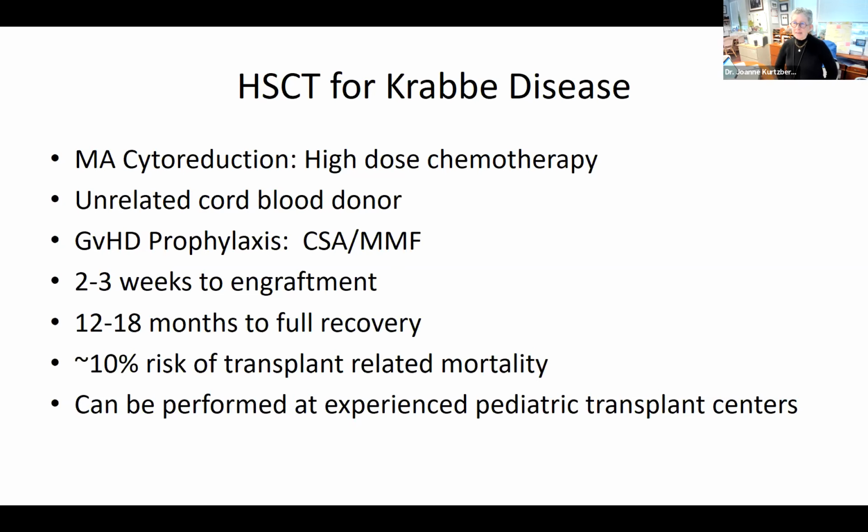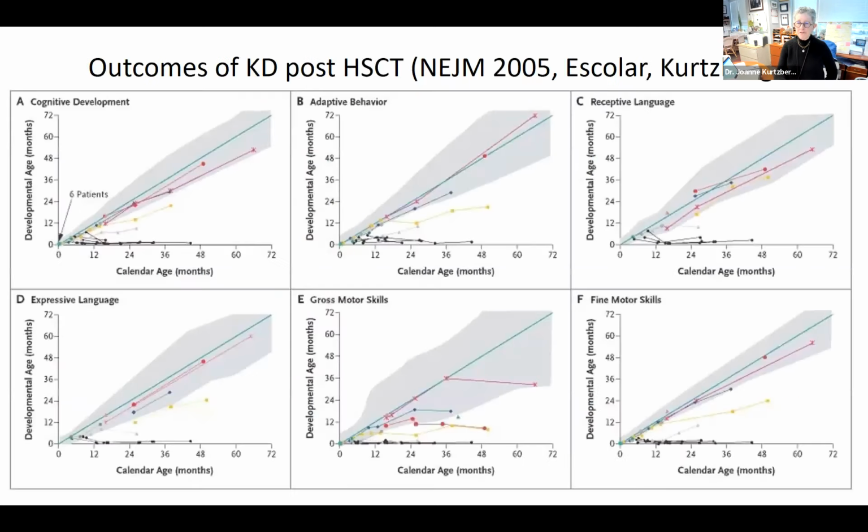GVH prophylaxis is generally with cyclosporin and MMF. These kids, because they're babies, take 2 to 3 weeks to engraft. Generally, it takes 12 to 18 months for full recovery. There is a 10% or so risk of transplant-related mortality unrelated to Krabbe disease. And I think we've shown, as I'll go through the slides, that this can be done at an experienced pediatric transplant center, and referral out of state isn't necessarily required.